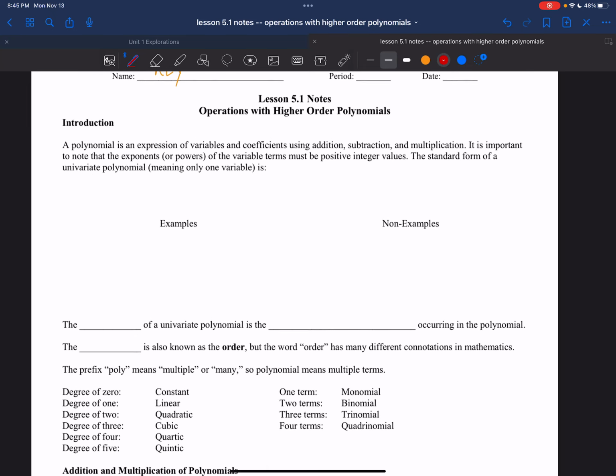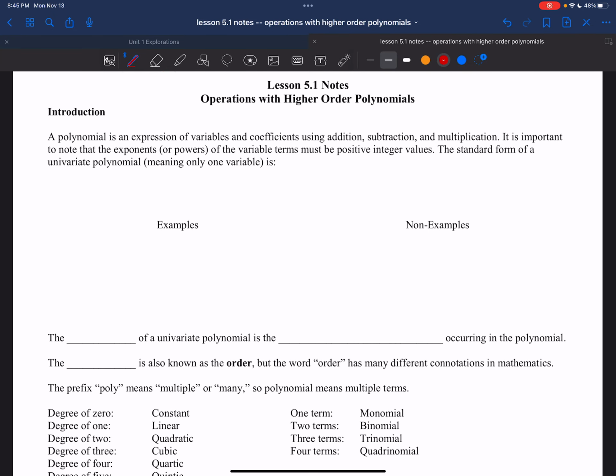Hello and welcome to lesson 5.1 on operations with higher order polynomials. This kicks off unit 5, which is the topic of polynomials.